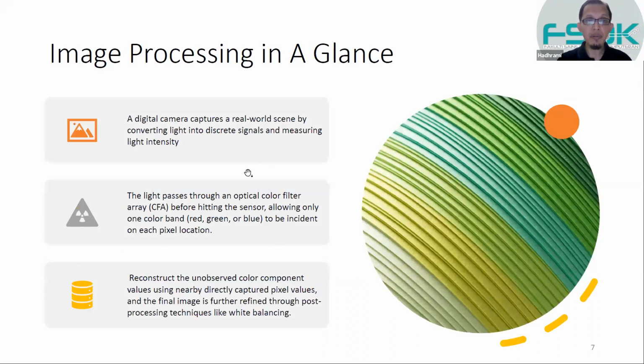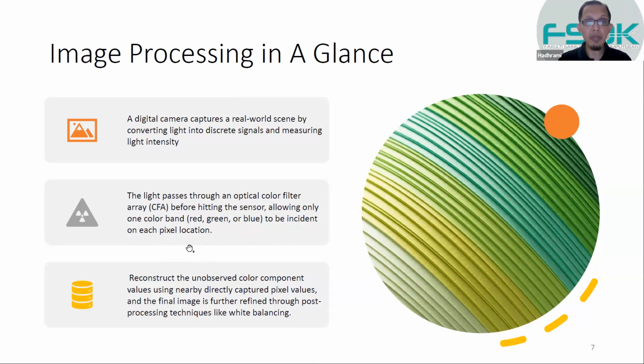So this is, in brief, how image processing takes place. Firstly, we have a digital camera which captures a real world scene by converting light into discrete signals and measuring light intensity. This is the first step: we have a camera and we capture the picture. Then the light passes through an optical color filter array before hitting the sensor, allowing only one color band to be incident on each pixel location.